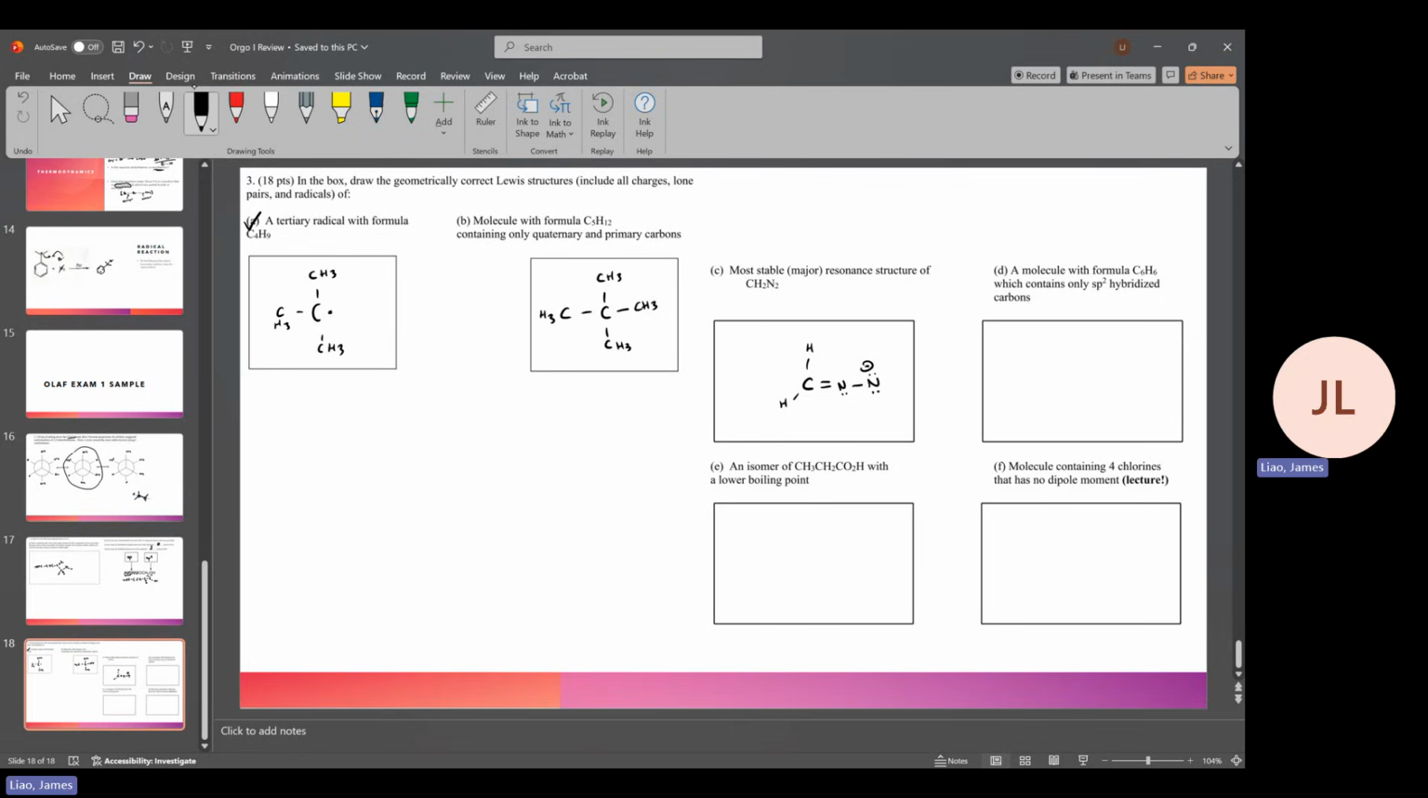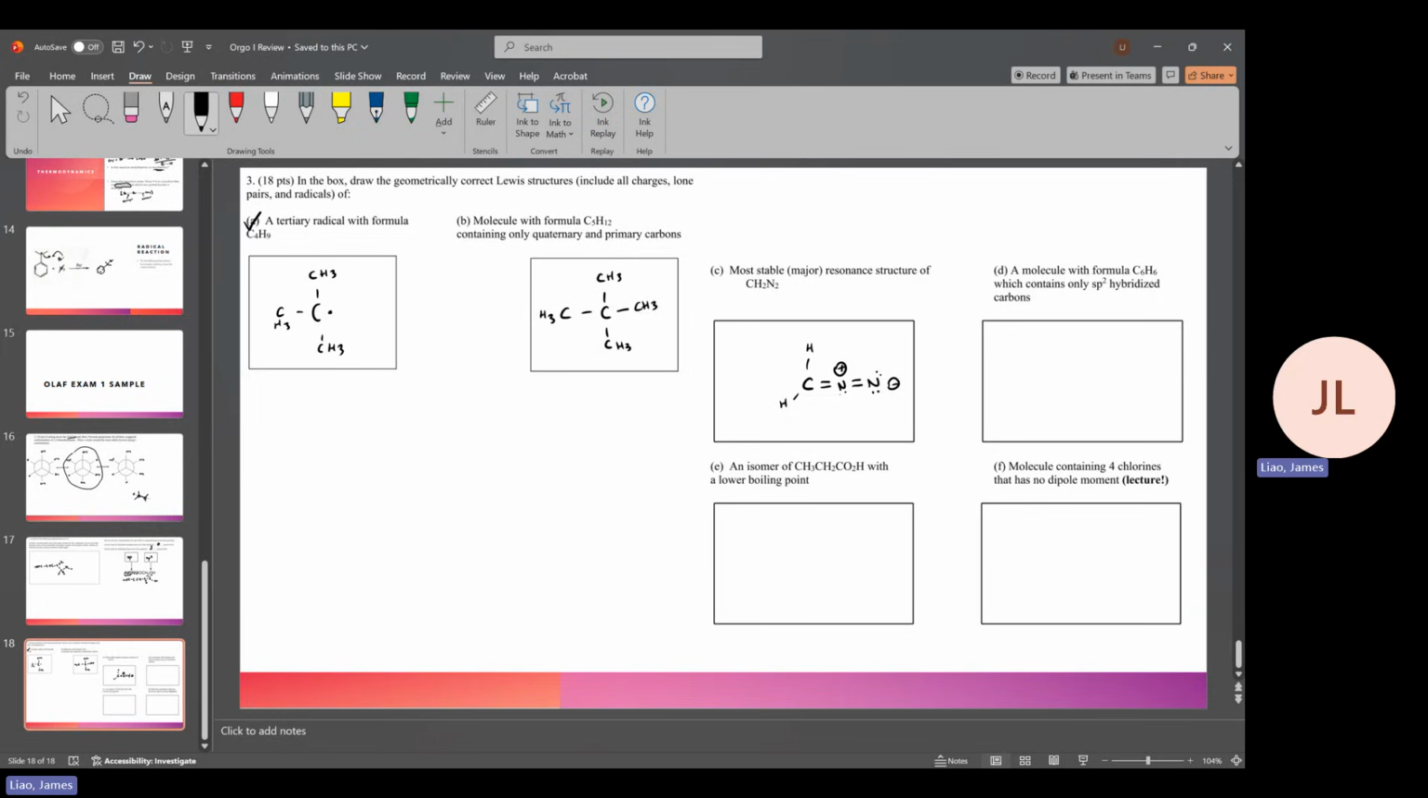What about putting the minus charge over there instead? So let's go ahead and do that. Then we have our lone pair right here, and that would make it a positive charge, and that would make it a negative charge.